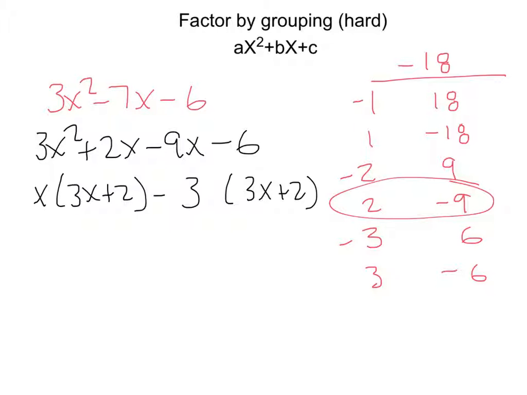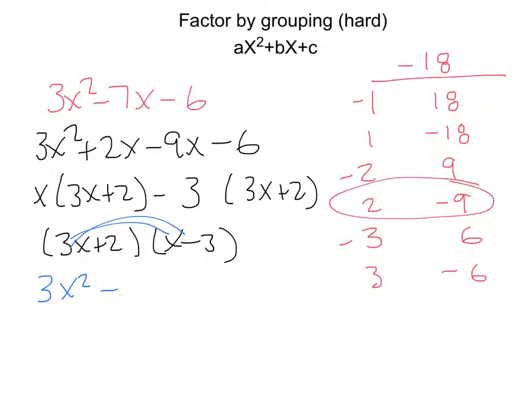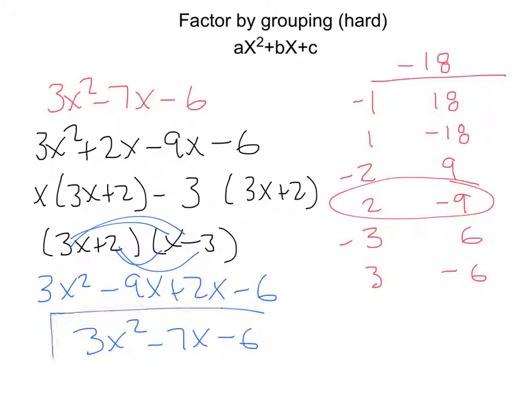So now that we have that, we say 3x plus 2 times x minus 3, and then we just want to check it, make sure we've done it correctly. So we say 3x times x is 3x squared, minus 9x plus 2x minus 6. So we get 3x squared minus 7x minus 6, which is what we started with, so that means we did it correctly.